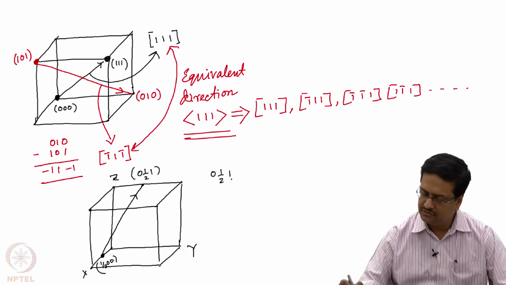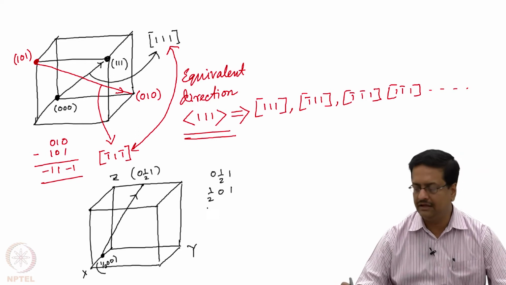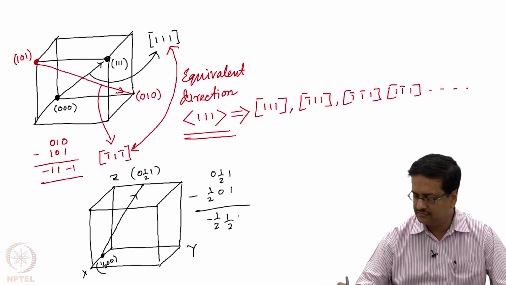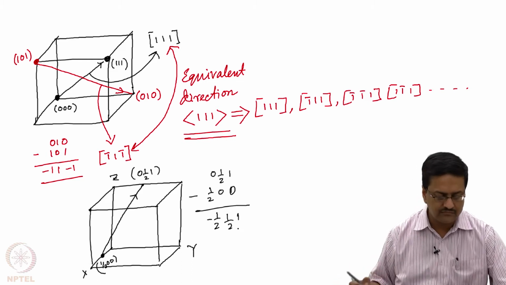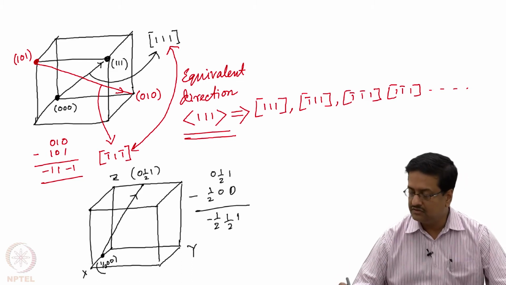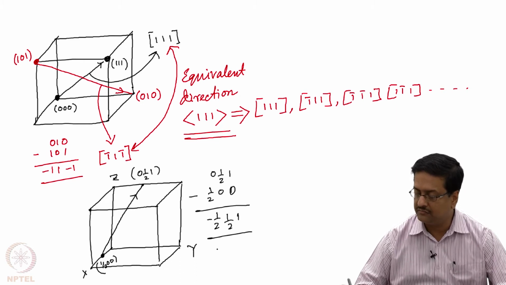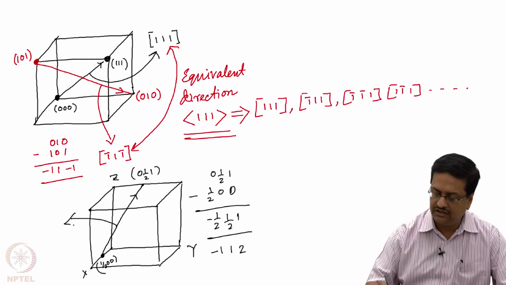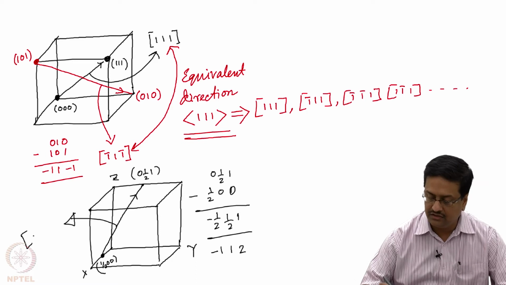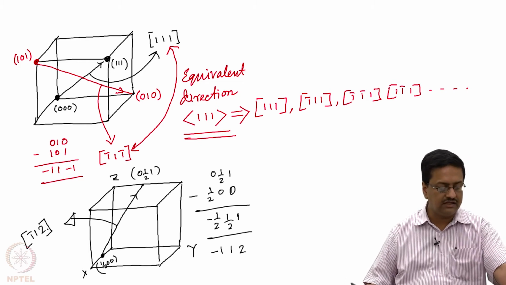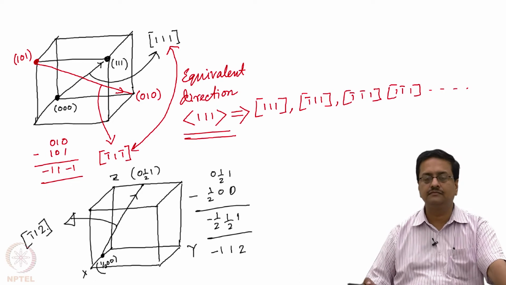So, we should do this. 0, 1/2, 1 is the tip and the base is 0, 1/2, 0. So, we should subtract the base from the tip. So, we get 0, -1/2, 1. Now we have fractions, so we need to clear the fractions by multiplying by 2, and we convert it to 0, -1, 2. So, the corresponding Miller indices for that particular direction is going to be [0 1 bar 2]. So, this is how one should generate the Miller indices of the directions.